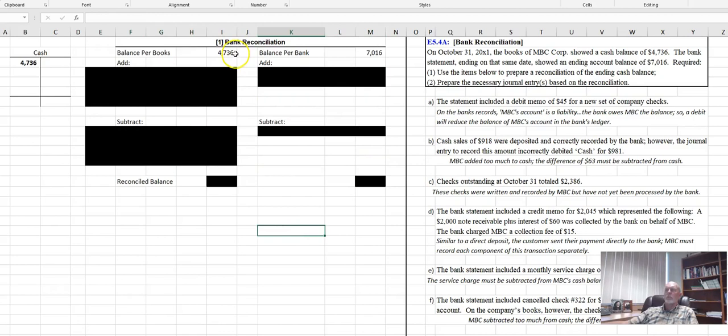So what we're going to do in the reconciliation is we're going to add and subtract to each of these numbers to bring both of them up to date. And when both numbers are completely up to date, then the two should equal each other. So let's go through the steps.